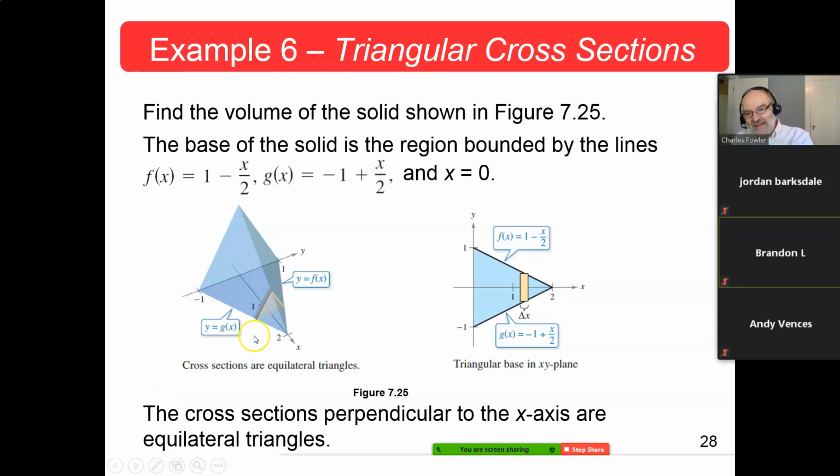So you have your dx, you have y as a function of x here, 1 minus x over 2. You have y as a function of x here, -1 plus x over 2. Okay, the way they've written it. And then all you need, okay, here's the other thing. They're kind of leaving out for you, but I want to draw it in.